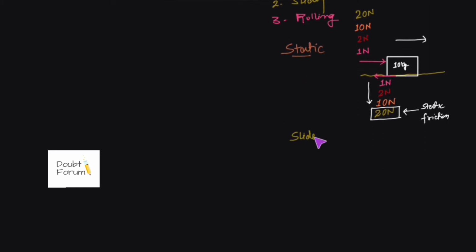Sliding friction is the friction when there is actual motion between the objects. So up to the point this block was stationary, static friction was acting. When this block starts moving, the force of friction would become constant, suppose 19 Newton or 18 Newton, whatever it is, and that would be called sliding friction. So at that time the block is sliding on this surface. There is actual relative motion between the two objects. Third is rolling friction.